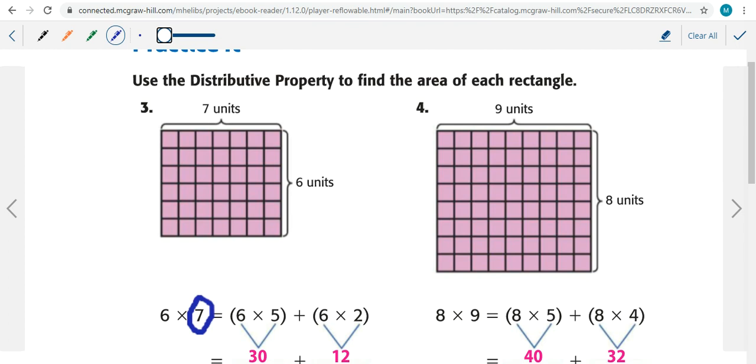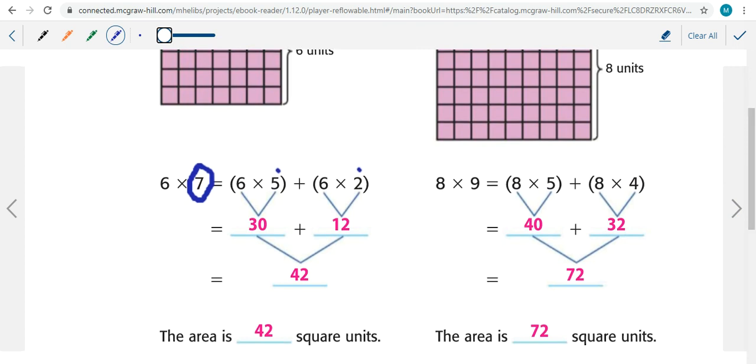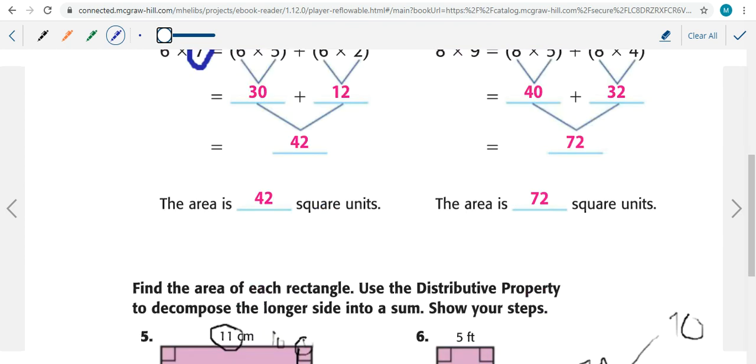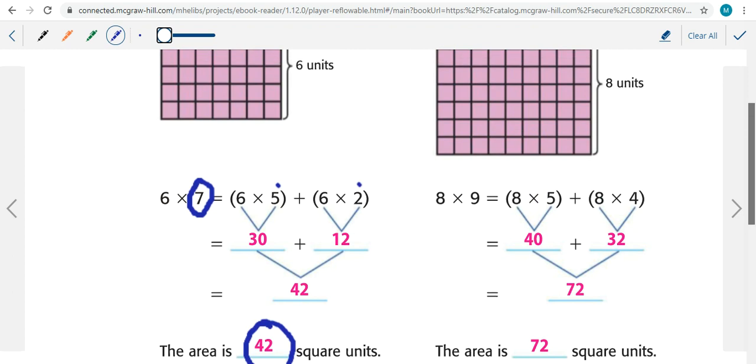One way is 5 and 2. Now we use the distributive property and multiply 6 times 5 and 6 times 2. After we multiply each of these numbers, we add the answers. 6 times 5 is 30 and 6 times 2 is 12. Now, how much is 30 plus 12? It is 42. So the area of this rectangle is 42.